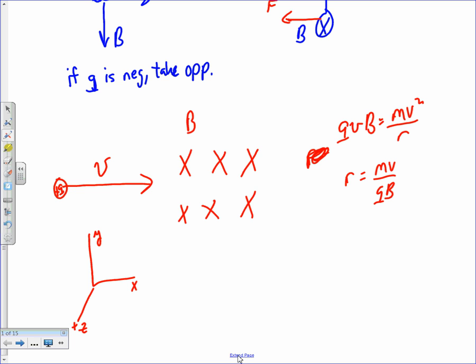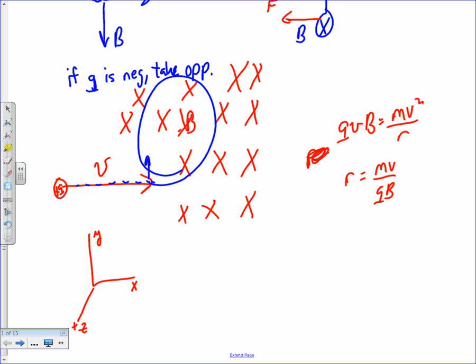Well, in this case, the magnetic force is a centripetal force, so it causes a circular path. Here we'd get an upward force, and it's going to pull this charged particle up. Let me extend my magnetic field out here. You get the idea, the magnetic field is everywhere. When this charged particle comes along, it's going to feel a force pulling it up, and it's going to go into this circular path.